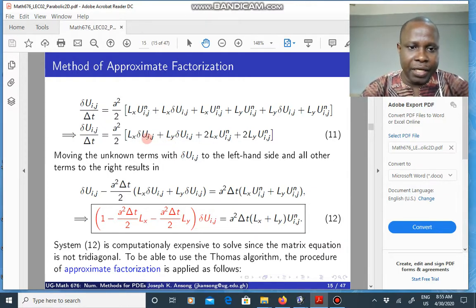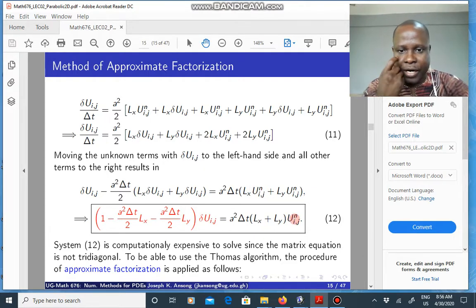Now the delta u's are unknowns, so we have this, we have this, and we have this. So we can move the unknowns to the left hand side and the known ones, that is u to the n stuff, to be on the right hand side. If you do that, you are going to get this expression here. Okay, and then of course I can factorize delta u out, and I'm left with this expression, delta u is equal to the right hand side, which is given by this. I just move Uij(n) out of the bracket.